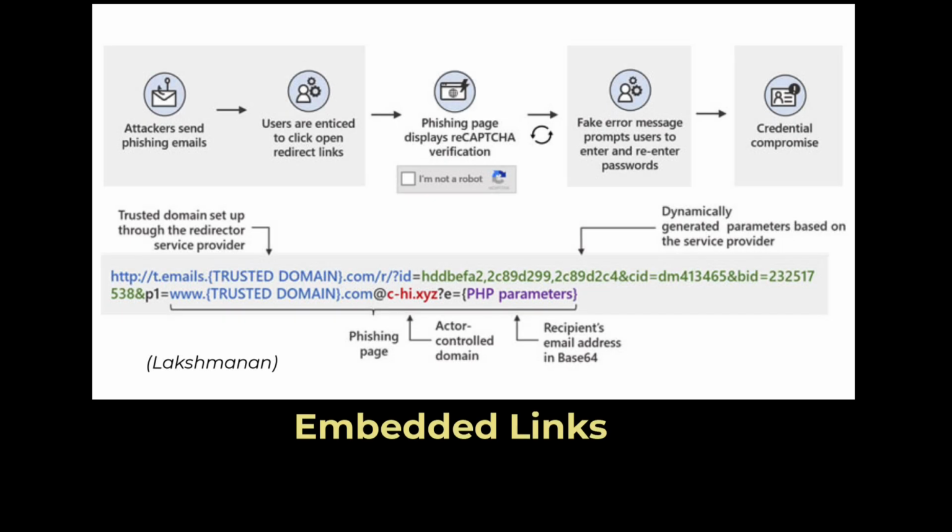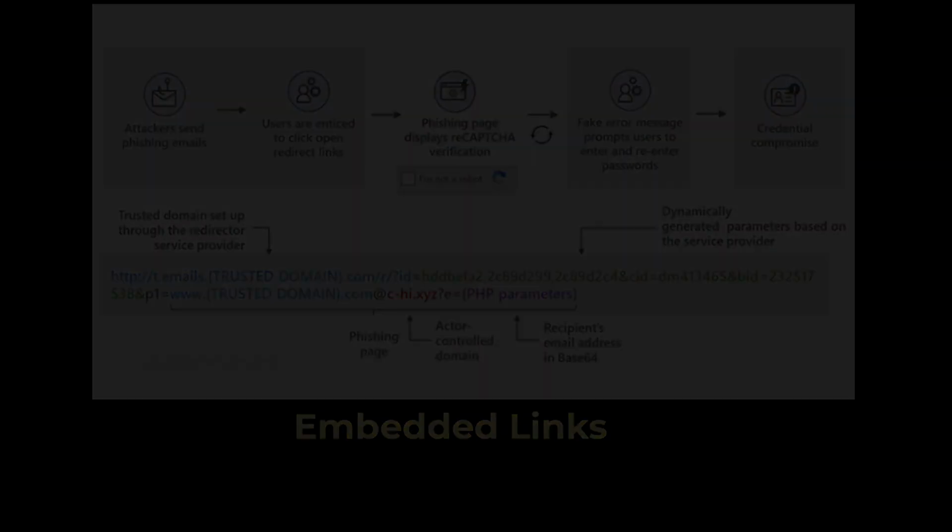CDR scrutinizes embedded links, removing or rewriting them to point to safe destinations. Hyperlinks in documents can be deceptive. While they may appear legitimate, they could redirect users to phishing sites or trigger downloads of malicious files. CDR prevents users from inadvertently navigating to compromised websites or initiating harmful downloads.